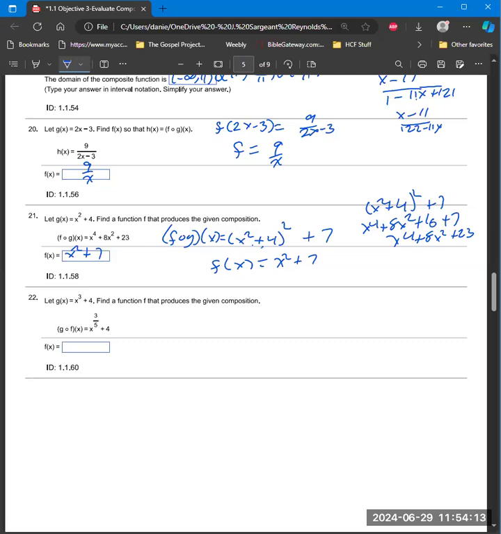All right, and then 22, g of x equals x to the 3rd plus 4. Find a function f that produces the given composition g of f of x equals x to the 3/5 plus 4. Well, f is going to have to be the 5th root of x, or x to the 1/5. Either of those would work, but since this is in rational exponent form, let's keep that in rational exponent form. A few more problems here, almost done.